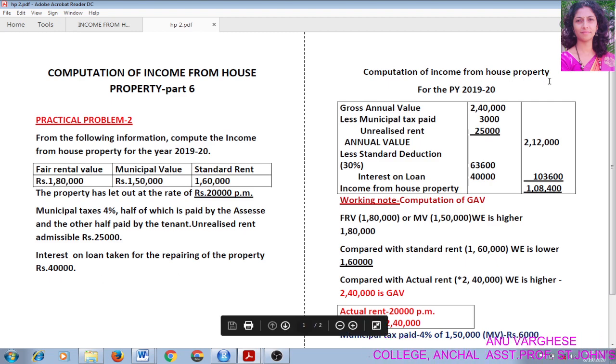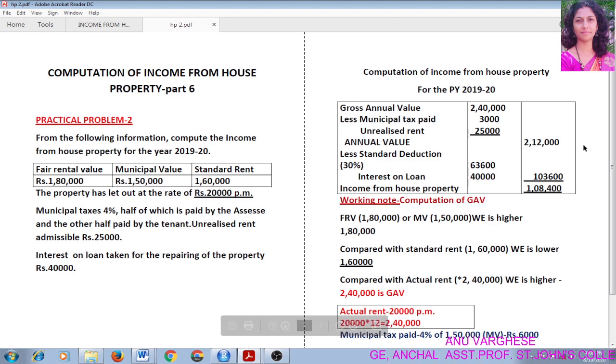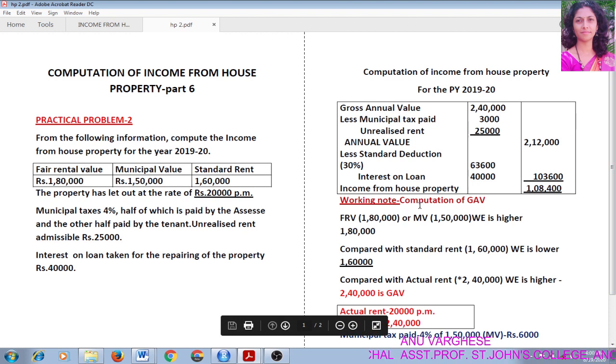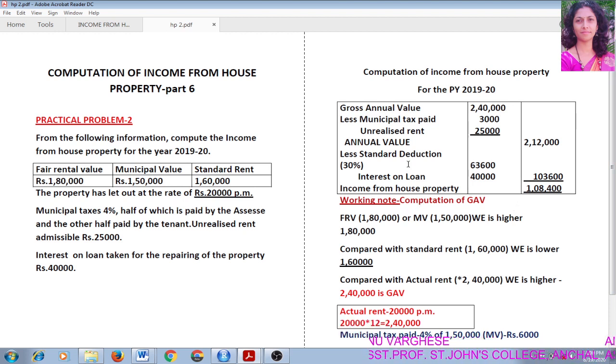So for computing income from house property, you can draw a table like this. One particulars column, one inner amount column and one outer amount column. So the first step is gross annual value. So we have to compute gross annual value. So write working note: computation of gross annual value.